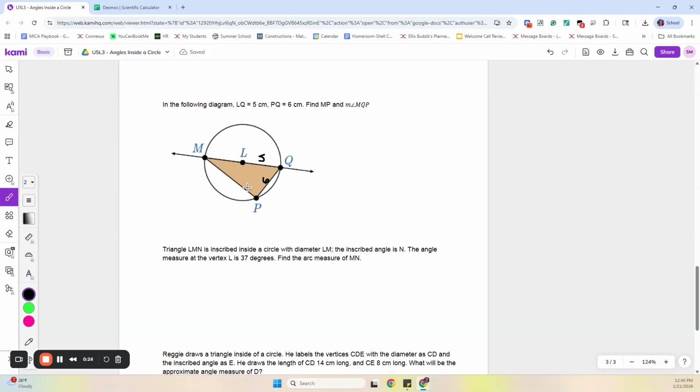So MP, we have a tangent line here. That means we have a right angle. And then we also have a radius. So if this is 5, that means this is also going to be 5. So my whole diameter is going to be 10.